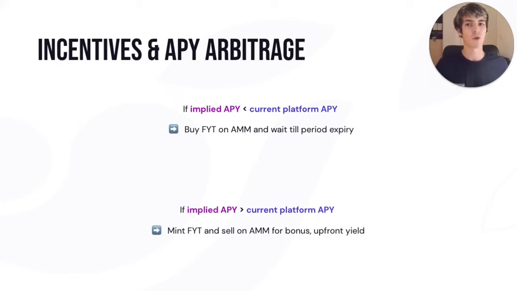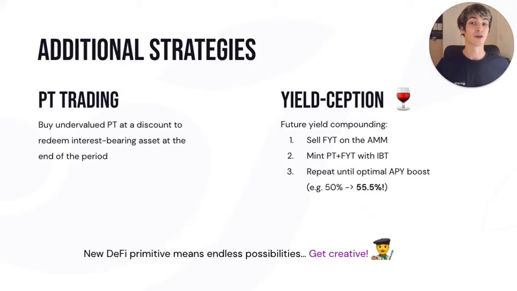The upfront APY that you get on APWine is implied by the current market rate. There can and will be arbitrage opportunities for market making. If the implied APY on the AMM is less than the current platform, you can buy FYT and wait till expiry to claim the underlying yield and turn a profit. Talking about strategies, you can also buy undervalued PT at a discount on the AMM and redeem the underlying asset at the end of the period.